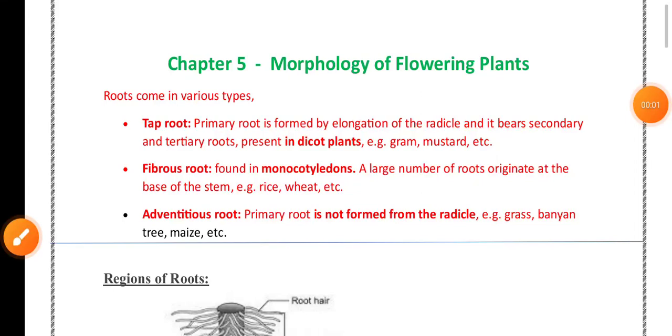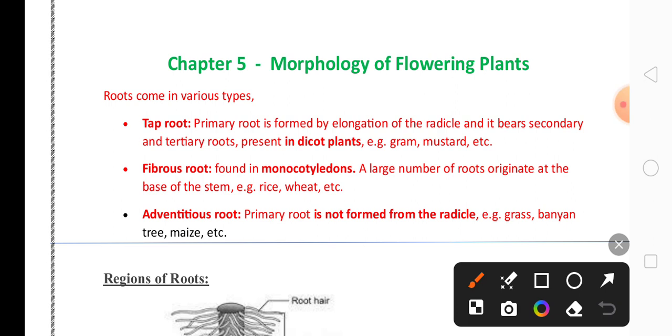See Biology, 5th chapter, Morphology of flowering plants. In this video, we are going to see the revision notes for the exams, some of the important topics for the exam. Morphology means study of external features of an organism. So in the flowering plants, it's morphology we are going to study in this chapter.